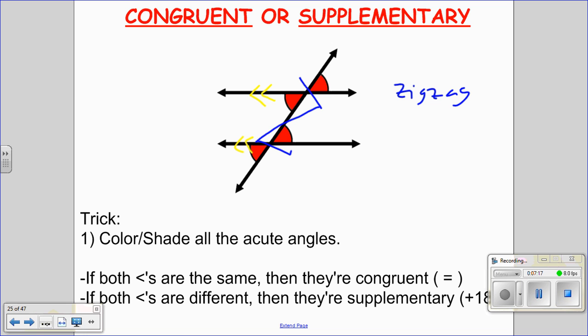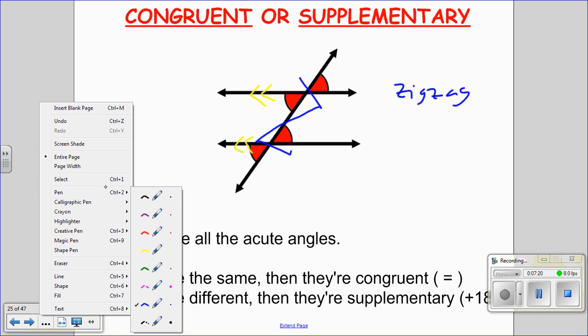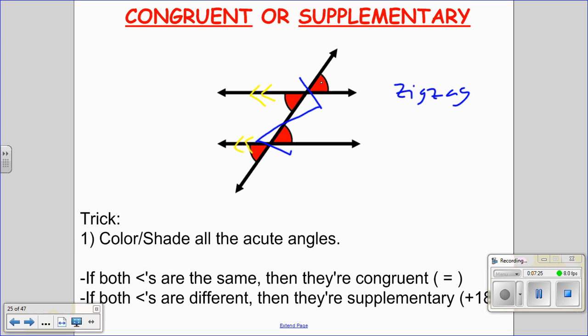And if I were to start with the red angles and trace it from the top, starting from the top right, zig, zag, zig. Again, they are all on that path, so that's another reason why they are congruent. So you could choose either one. You could color all the acute, and then if they're the same, they're congruent. If they're different, they're supplementary. Or use the zigzag. Either method is fine. I'll demonstrate both for the future problems.